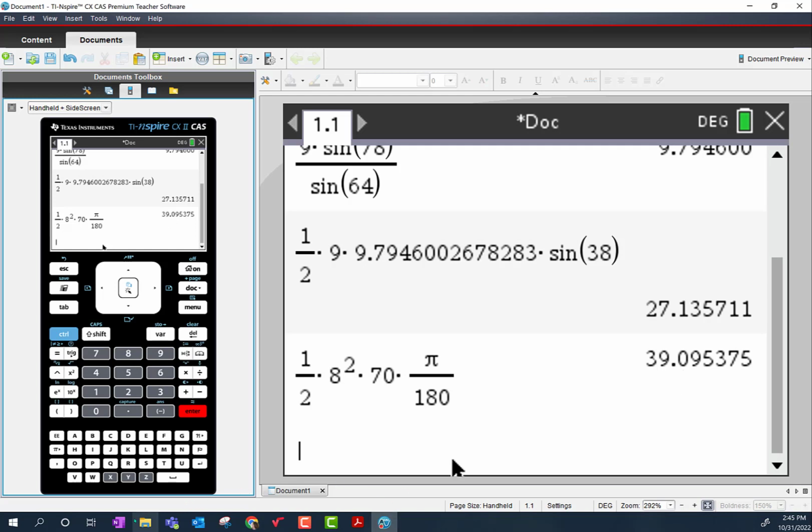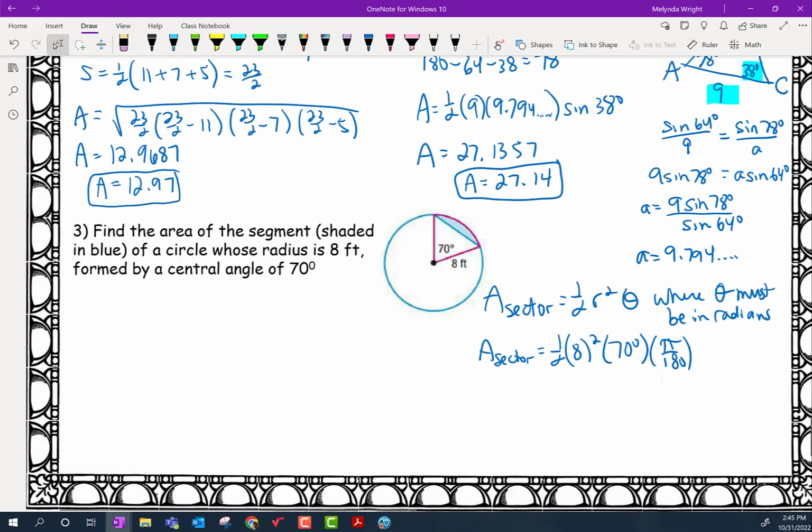Let's write that on our paper. The area of the sector is 39.0954, etc. Great, so we have the pink part. We found that area. Now let's focus on finding the area of the triangle. I know this side is 8 feet because it's the radius. We have side angle side, don't we? So let's use our side angle side formula.